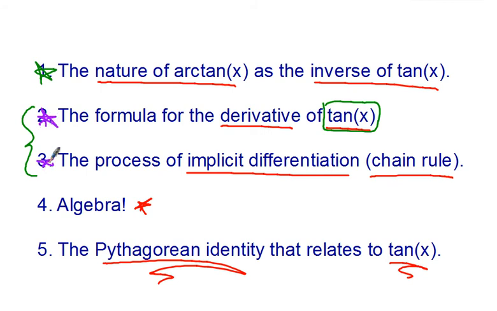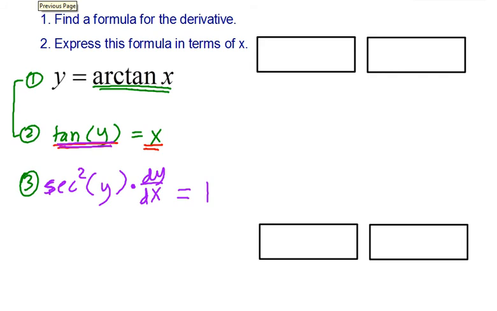With that, we've now used the formula for the derivative of tan x. We've used implicit differentiation, applying the chain rule. Now it's time to simply do some algebra. We'll seek to isolate this quantity right here. We're trying to find dy/dx in the first place. That's our goal, so let's go ahead and do that. We accomplish that using division.